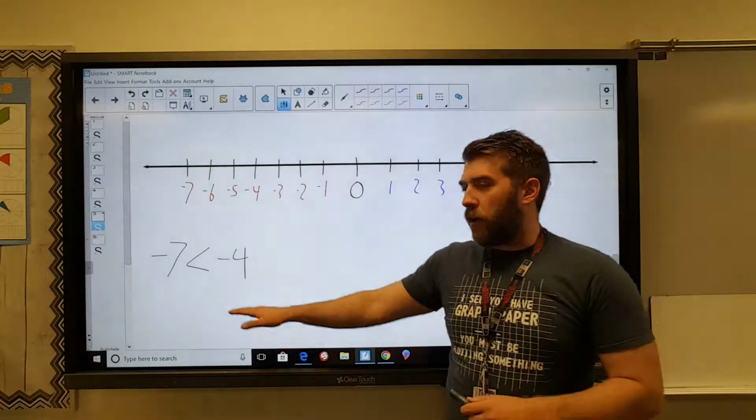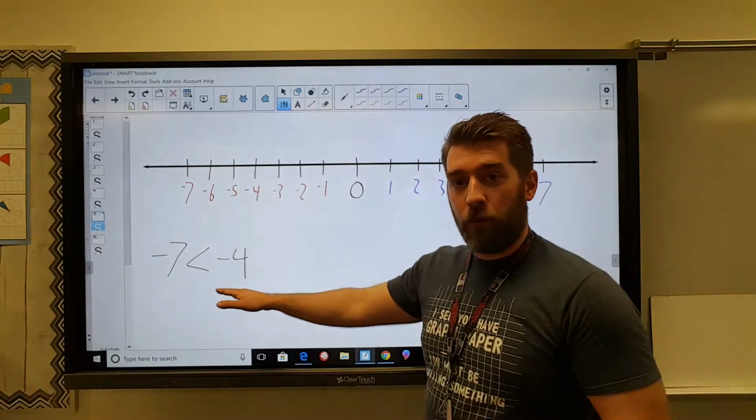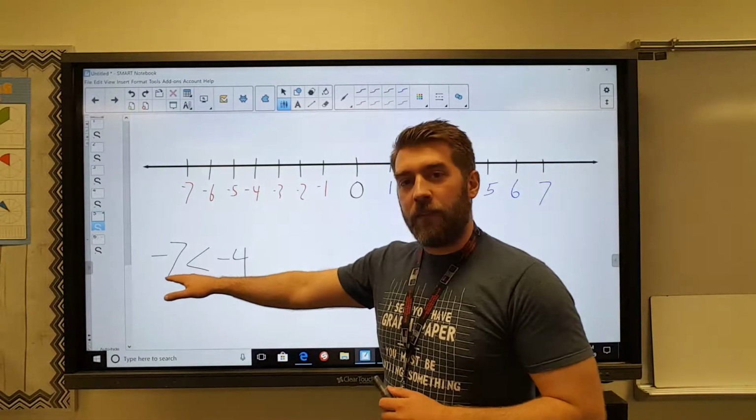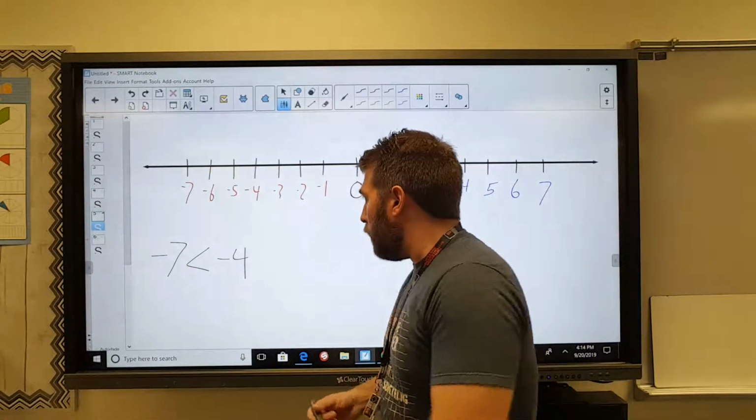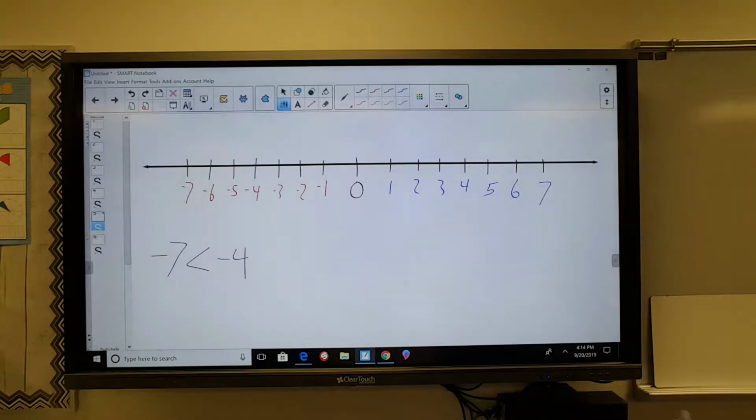Okay, let me draw your attention real quick over here to the point we're trying to emphasize. -7 is less than -4. We've got a number line here to help us illustrate this. You see we have 0 in the center. To the right in blue, we have our positive numbers. And to the left in red, we have our negative numbers.